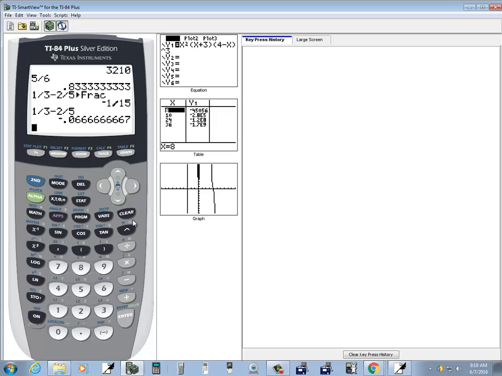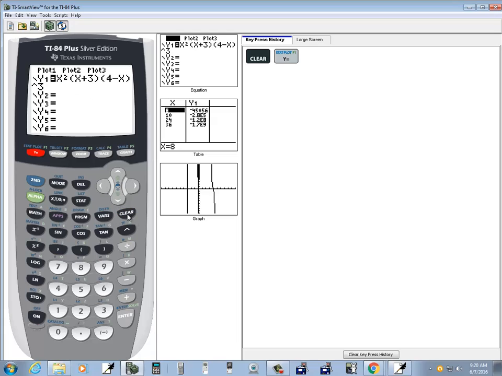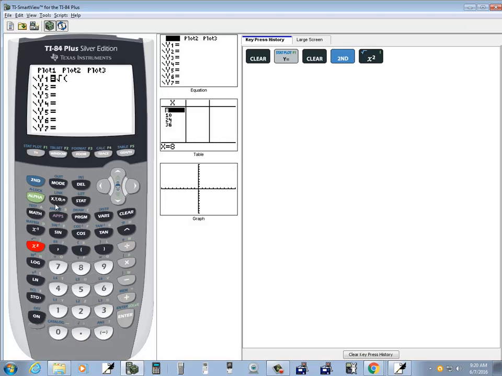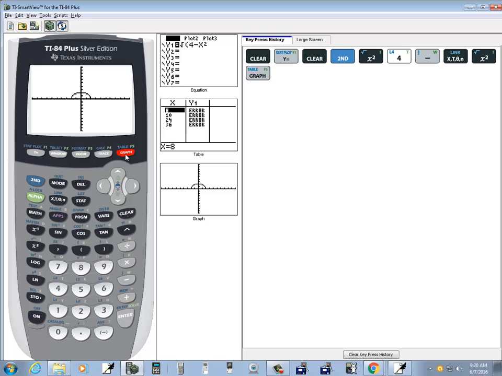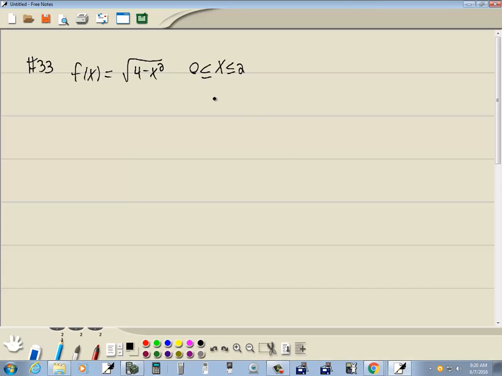Okay, so if I go to the y equals, clear, square root of 4 minus x squared, and then graph. And we're looking from 0 to 2. So we're only looking at the right side here. So our graph looks like it goes up to 2 also. Our graph looks like this. That's our f of x.